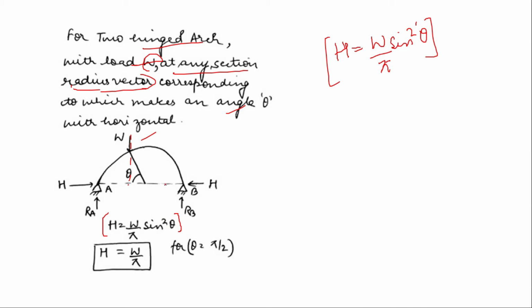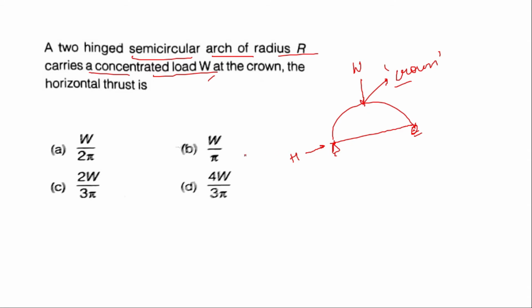And the question says that this load is acting at the crown, that is, this point is the crown. So the crown is at how much angle? That is a 90-degree angle. So if we replace theta over here with 90 degrees, we get H is equal to W upon π. So the correct answer for this equation will be W upon π. That is, B is the right answer.